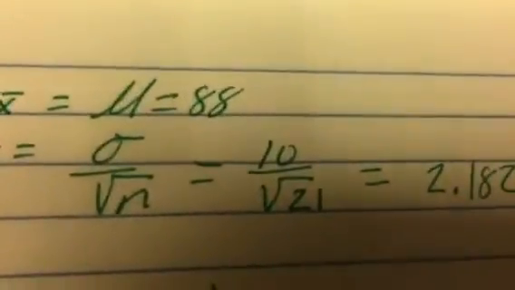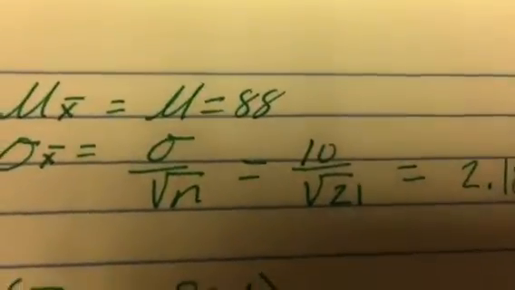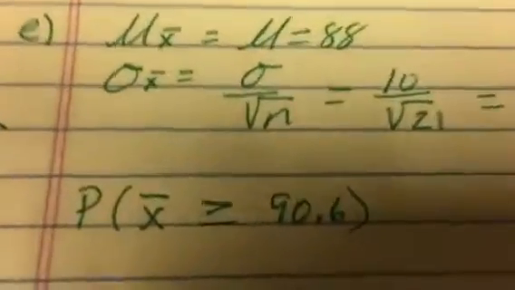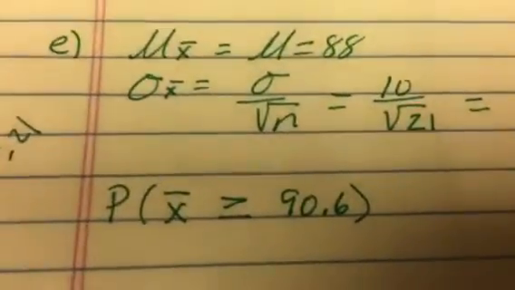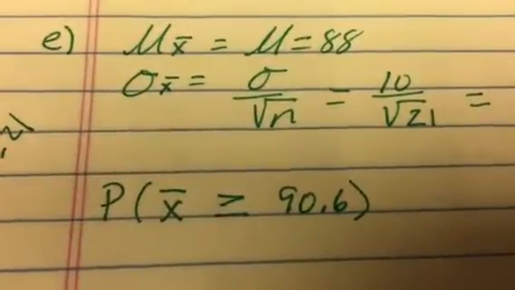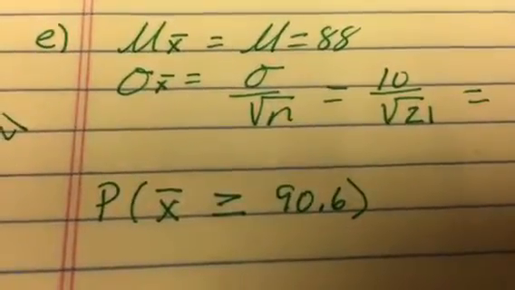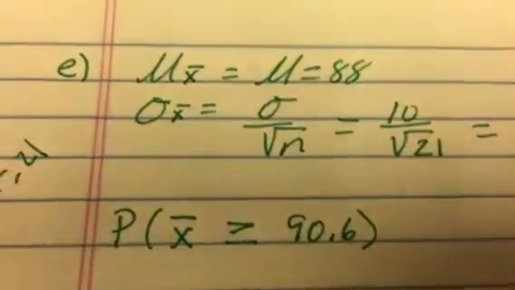So now we are looking at n equals 21. So let me write that down. N equals 21. So our mean is the same. Our standard deviation changes: 10 divided by square root of 21. But notice we want to know what the probability is of that sample mean of size 21 being greater than 90.6.